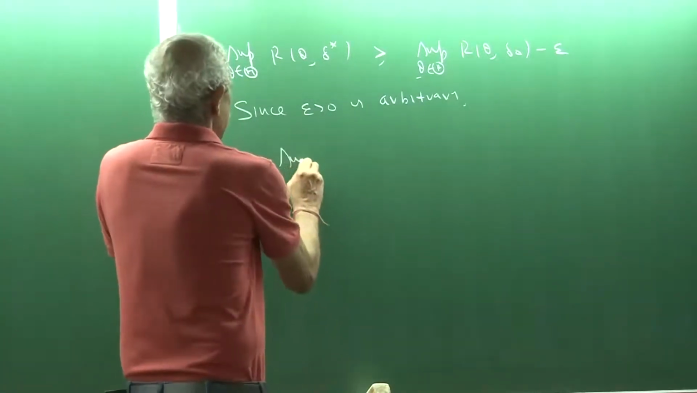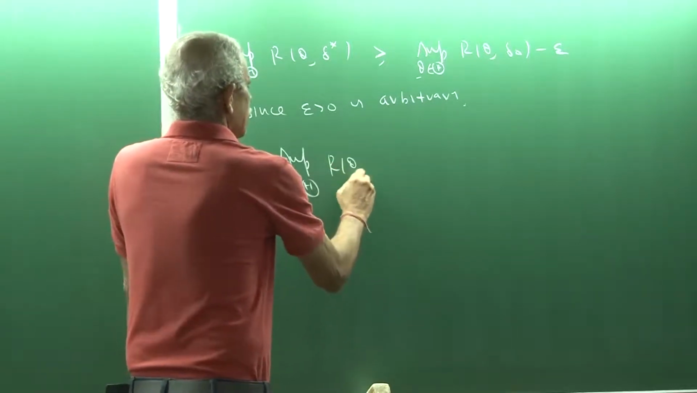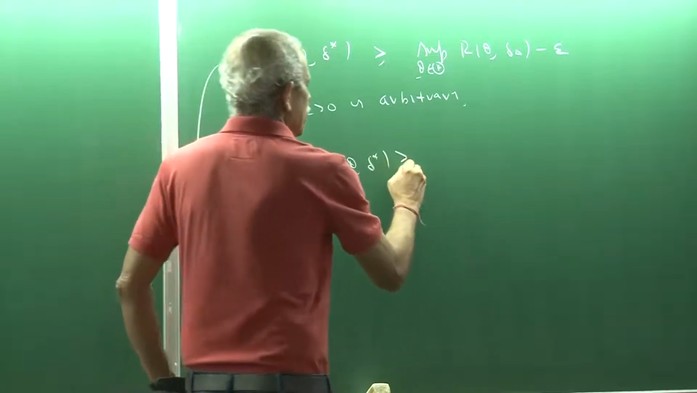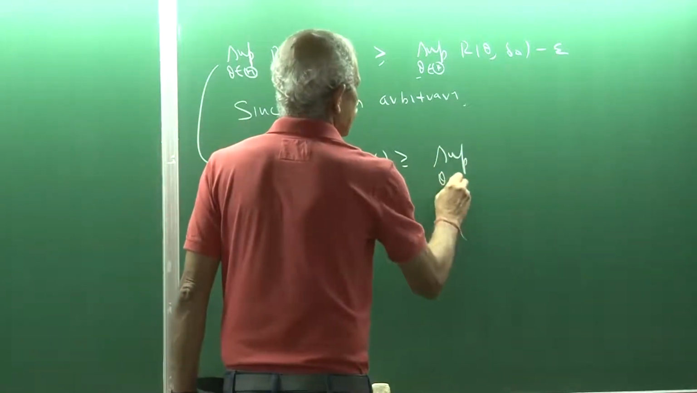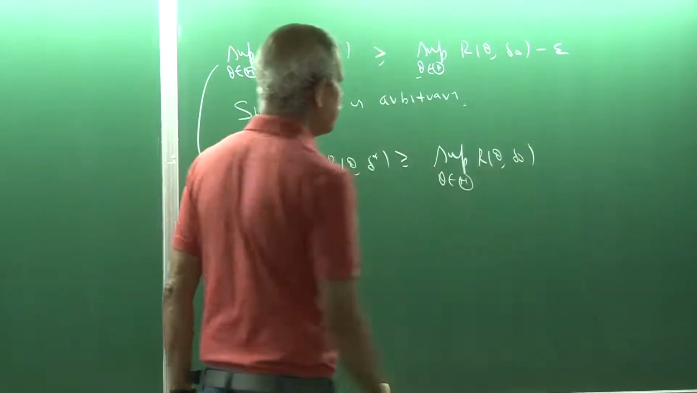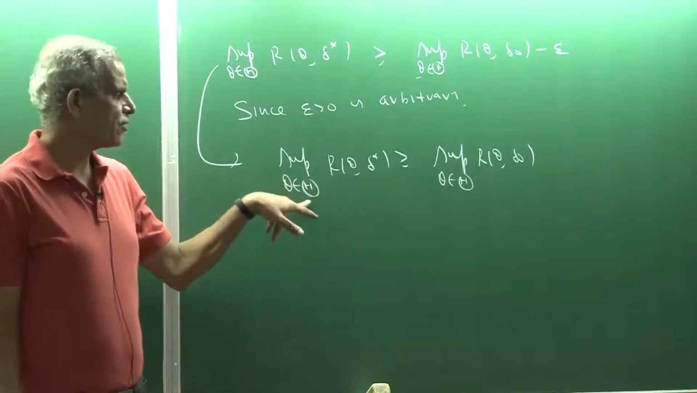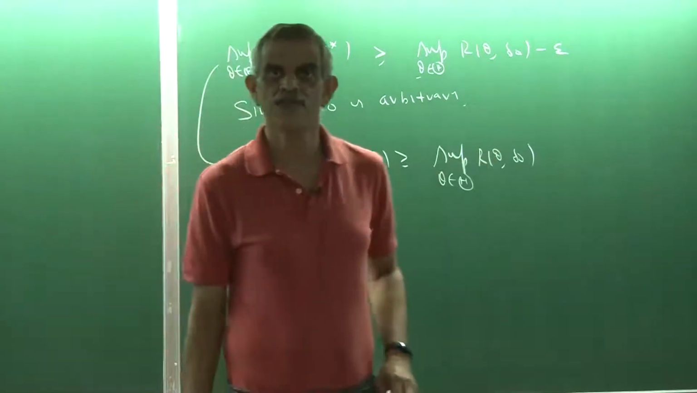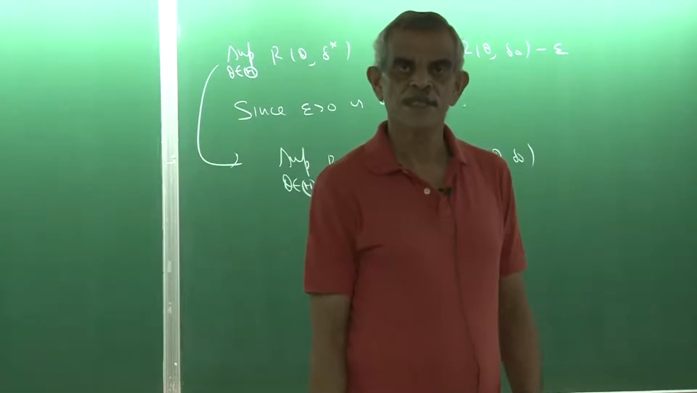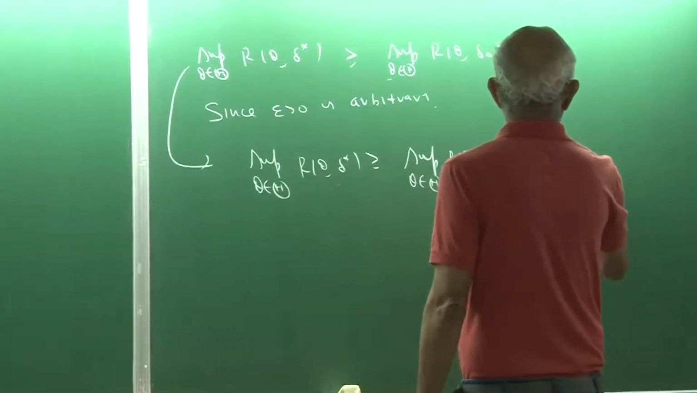So I get from here that the supremum over theta belonging to Theta of R theta delta star is always greater than or equal to the supremum over theta belonging to Theta of R theta delta naught. So what have you proved? You took any arbitrary estimator delta star, and you showed that its supremum risk is always bigger than or equal to the supremum risk of delta naught. And that proves that delta naught is minimax.